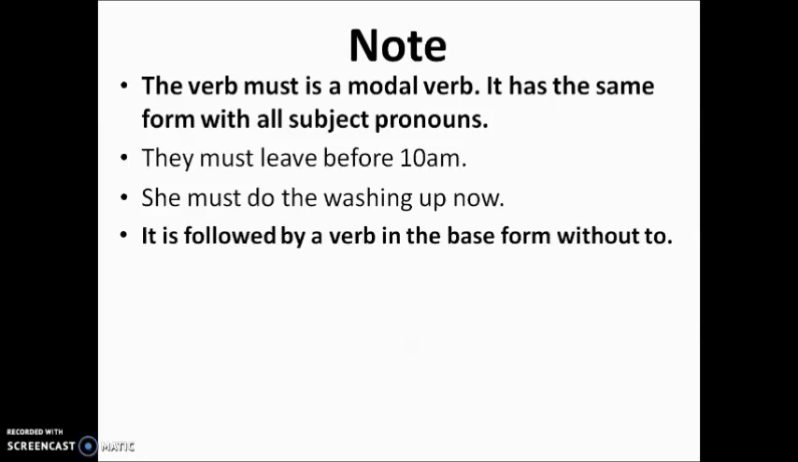The second note is the verb must is followed by a verb in the base form without to. Let's take an example. You must wake up early. Pay attention to the verb must is followed by a verb wake, and it's not followed by to.